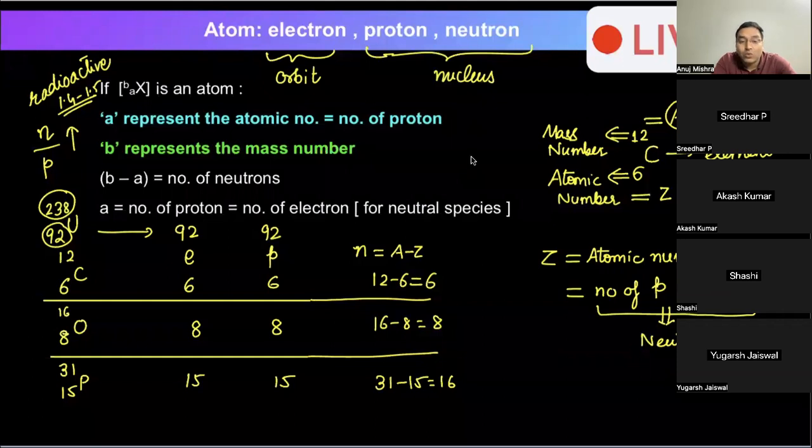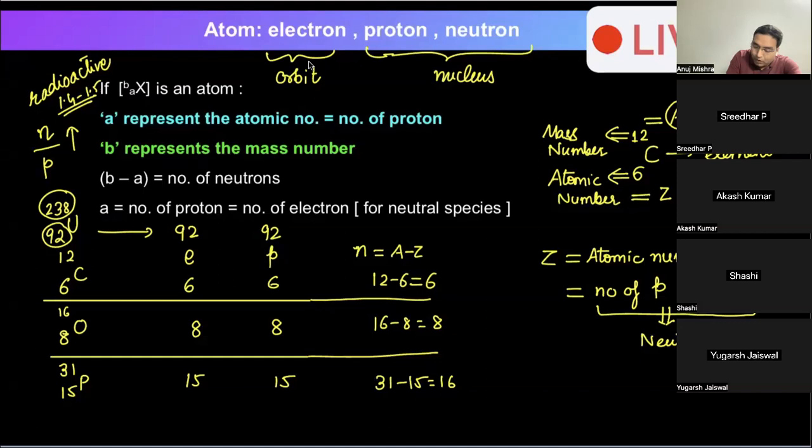Yes, 238 minus 92. Now do the maths, everyone. How is 196 coming, children? Do the maths properly. Subtract 92 from 238. Now tell me, how will it be 196? Do it properly. See, this is called a silly mistake, and as I said, silly mistakes are never silly. You don't know when it can happen, and that is the biggest problem.